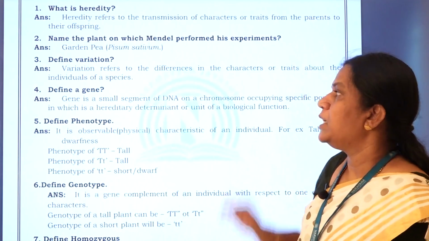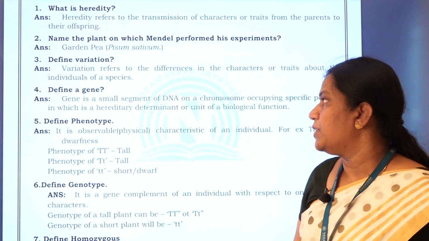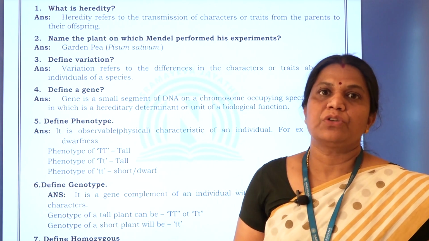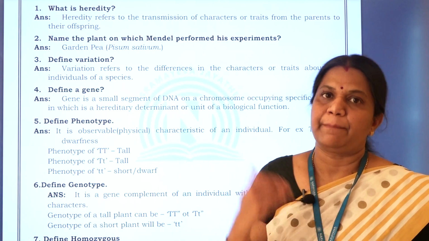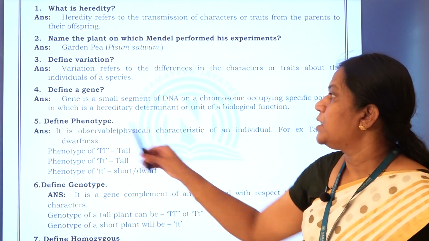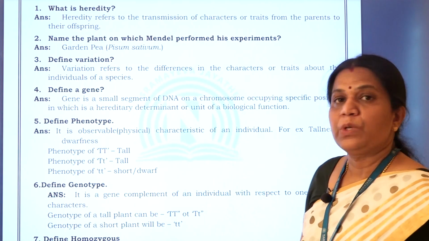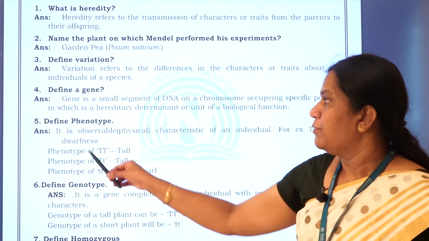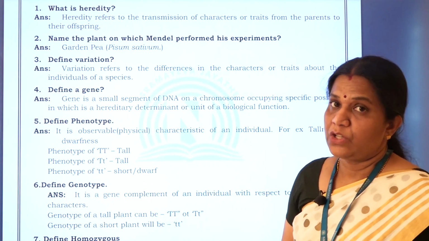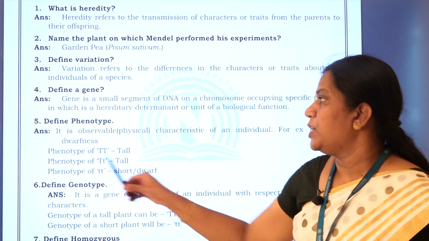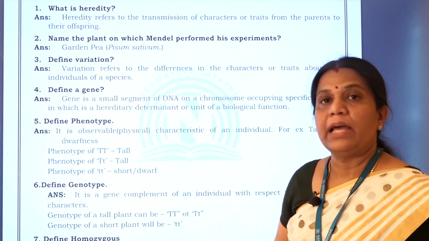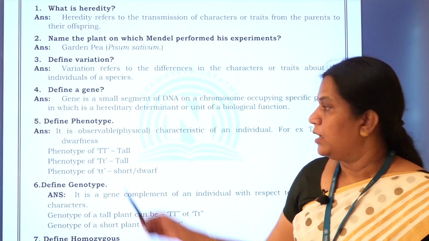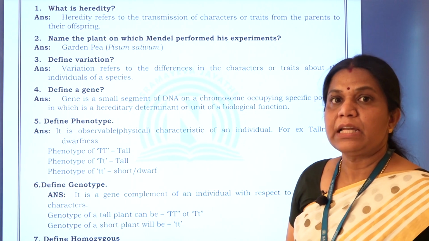So the fifth question: define phenotype. It is the observable physical characteristic of an individual. Phenotype means, Mendel took tall plants and dwarf plants. Those are all physical appearances, which is called the phenotype. For example, tallness and dwarfness. Phenotype of capital T is tall. That means it is dominant. Phenotype of capital T, small t is also tall. It is heterozygous tall or hybrid tall. Phenotype of small t is short. Here it is recessive. Dwarfness is the recessive character.